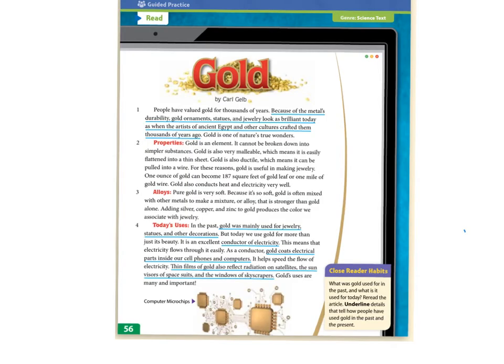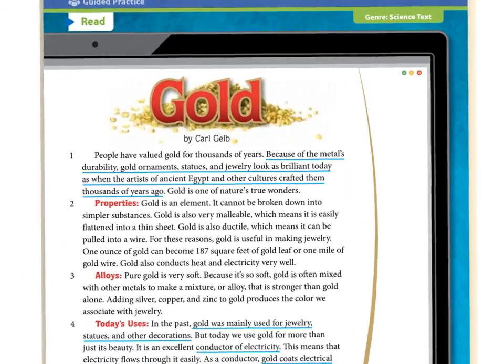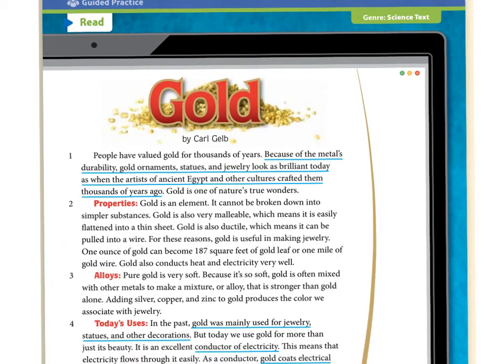All right. So as my screen updates, you're going to see the title is Gold by Carl Gebb. Please fill in my blank. People have valued gold for thousands of years because of the metal's durability. Gold ornaments, statues, and jewelry look as bright today as when the artists of ancient Egypt and other cultures crafted them thousands of years ago. Blank is one of nature's true wonders. Very good. And you should have written the word gold.